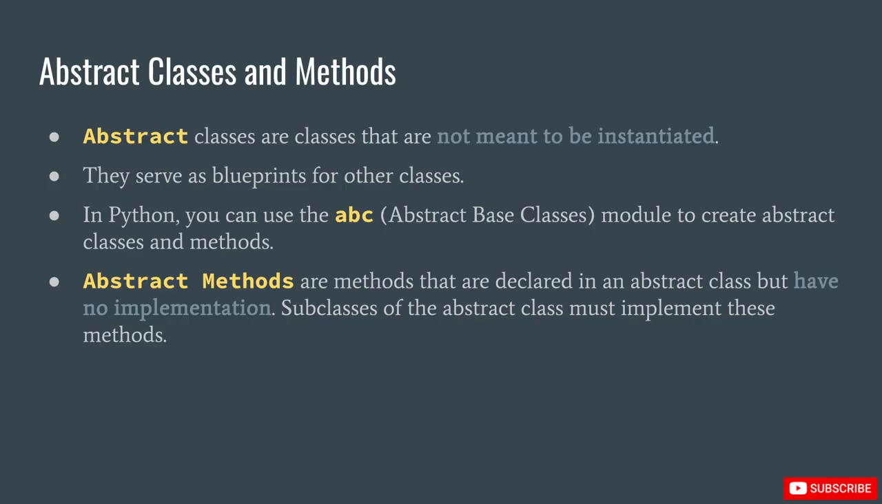Abstract methods are methods declared within an abstract class without any implementation. This means that any subclass inheriting from the abstract class is required to implement these methods. By using abstract classes and methods, we enforce a contract for our subclasses, ensuring they provide specific functionality.